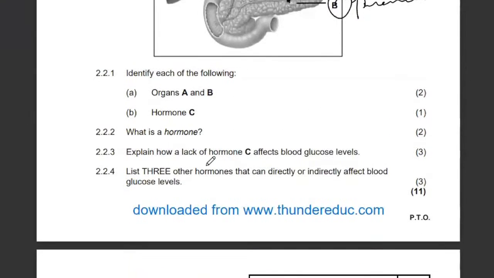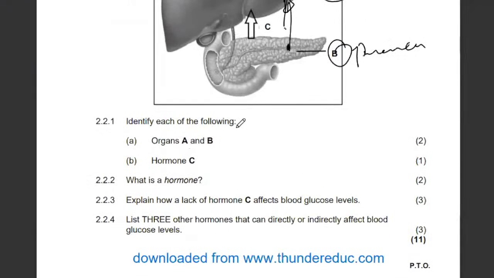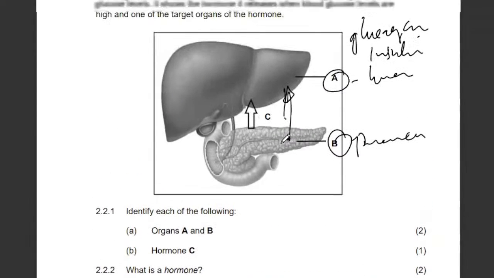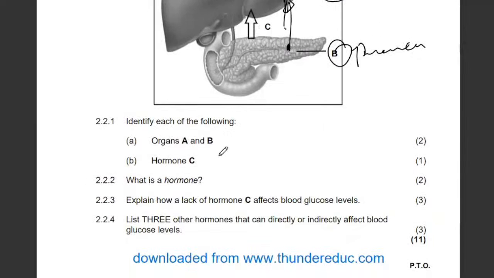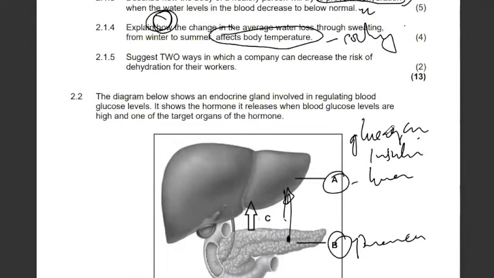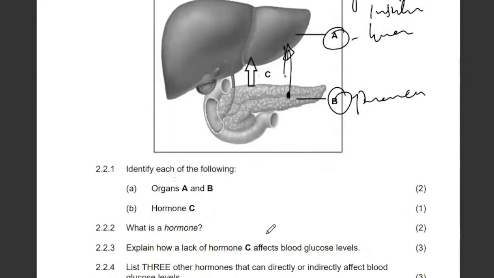Then they are saying to identify each of the following. Number one, organ A and organ B. You have said it: organ A is the liver, organ B is the pancreas. Hormone C: now you have to find out whether it's glucagon or insulin. They say the blood glucose level is high, meaning that there is too much glucose, so you have to convert glucose into glycogen. It's the liver which is converting that under the stimulation of the insulin, meaning that this hormone is insulin.